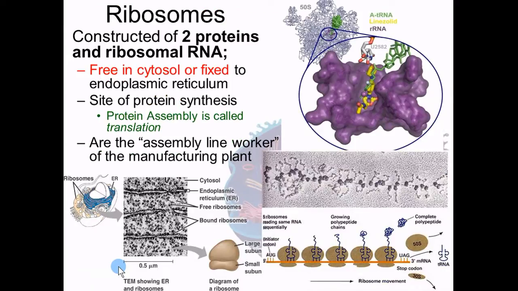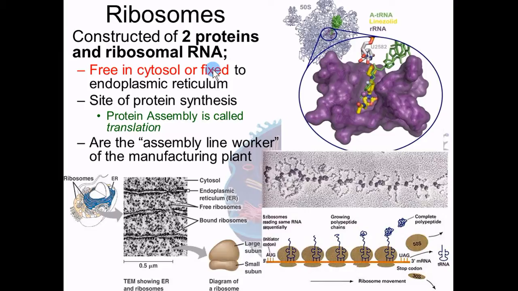So again, ribosomes. The key you have to remember is that they're made out of proteins with something called ribosomal RNA, or rRNA is the abbreviation for ribosomal RNA. Right? They can be free in the cytosol, which we talked about before. They're not membrane bound. They're just free floating in the cytosol. Or they can be fixed to the endoplasmic reticulum, which makes the endoplasmic reticulum look rough.